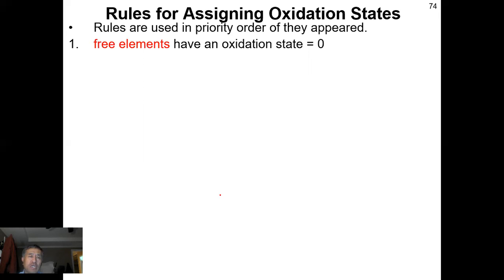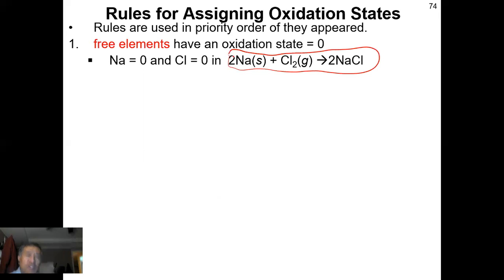The first rule tells you free elements have an oxidation state equal to zero. So for example, if I give this chemical reaction, you can see there are two free elements. Na is a free element, Cl is a free element. Therefore, for both Na, the oxidation state is zero. For both Cl in this Cl2 molecule, you have the oxidation state zero.